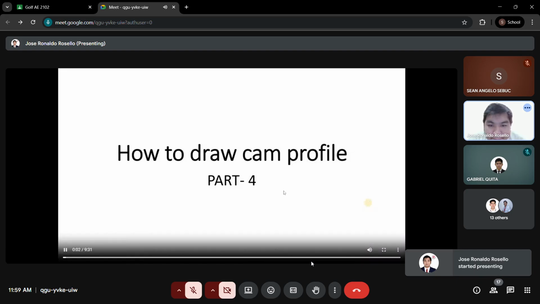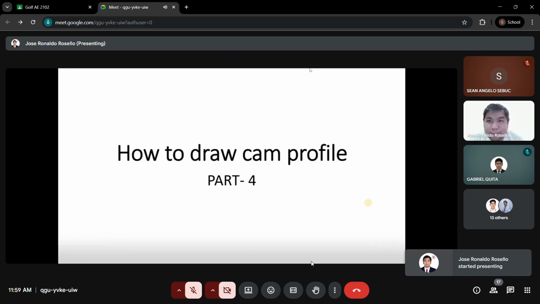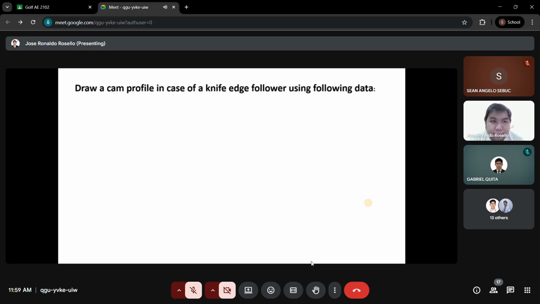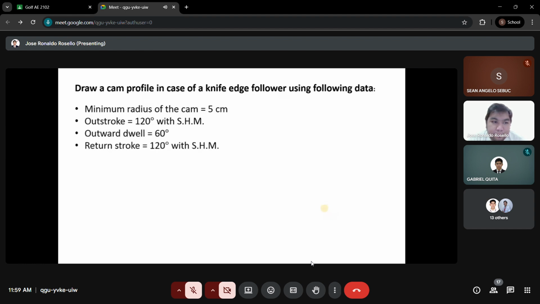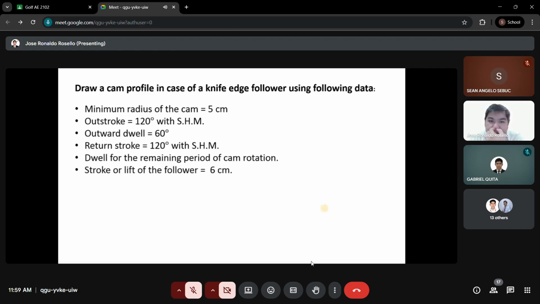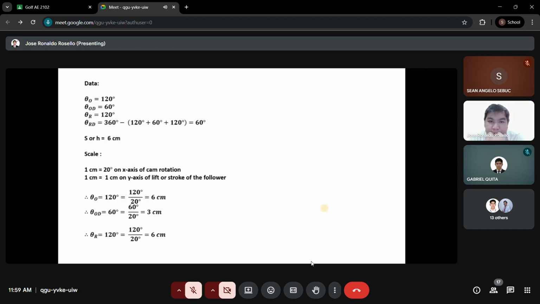Next. In this video, we'll try to understand how to draw a cam profile. Now we have to draw a cam profile in case of a knife edge follower using the following data. Minimum radius of the cam is 5 centimeter. Then outstroke is 120 degree with simple harmonic motion. Outward dwell is 60 degree. Return stroke is 120 degree with simple harmonic motion, and dwell for the remaining period of cam rotation. Stroke or lift of the follower is given as 6 centimeter.